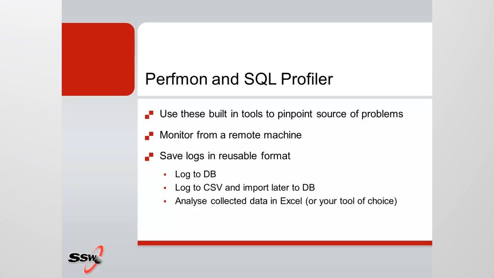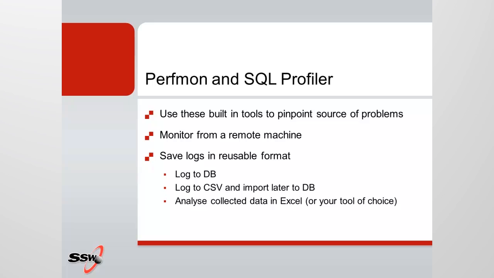Save the logs. When you're running Perfmon and Profiler, we should always save the logs. There's no point in running these things and not having the logs saved in a reusable format so we can analyze them later. So what options do we have? We can log to the database directly, or we can log to a CSV file and import it later into a database. And then once we have them in a database, we can analyze that data.